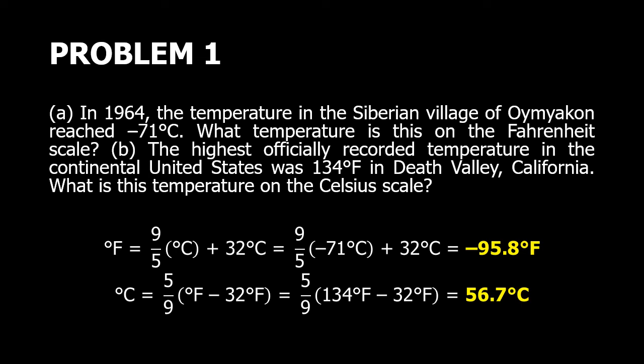For letter B, the highest officially recorded temperature in the continental United States was 134 degrees Fahrenheit in Death Valley, California. What is this temperature on the Celsius scale? That is 5/9 multiplied by 134 degrees Fahrenheit minus 32, which equals 56.7 degrees Celsius.